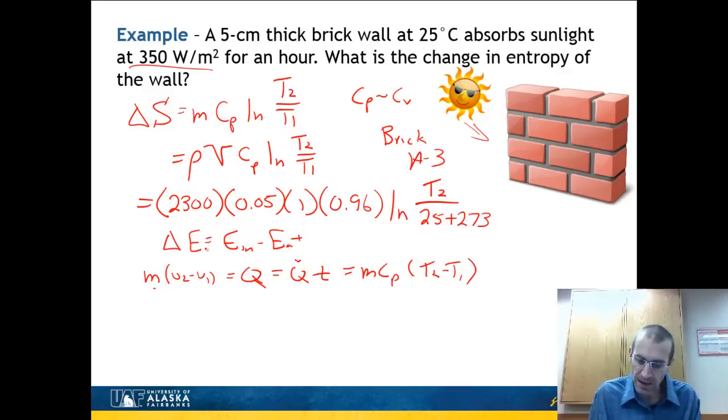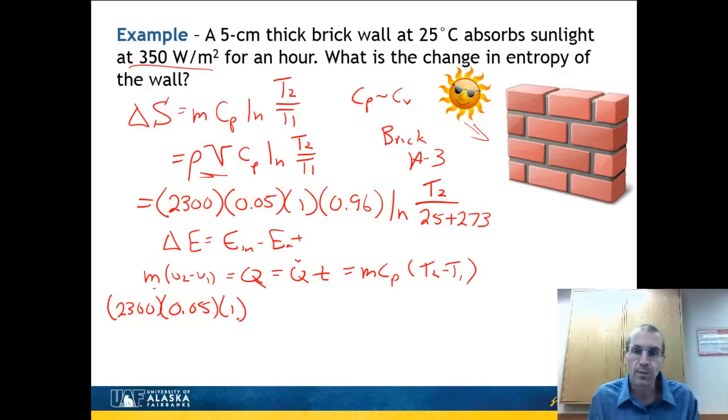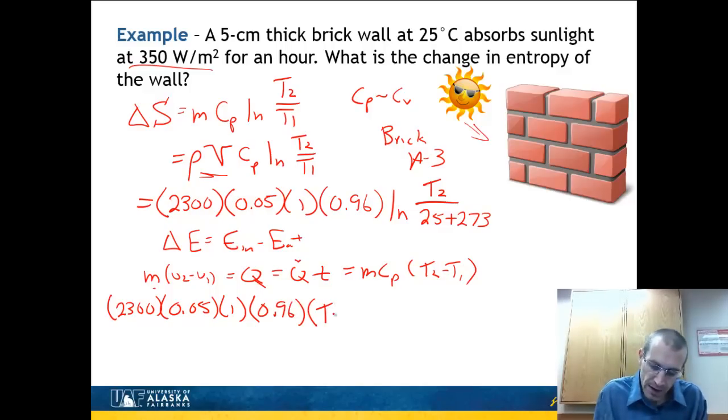Again, for the mass, I'm going to do my density times volume. So I have 2,300 for the density. My volume is 0.05 by 1, so square meters and meter. The Cp value is 0.96. And now I've got T2 minus the initial temperature. I'll do this in Kelvin, so this is 298 Kelvin. And that is equal to Q dot times time.